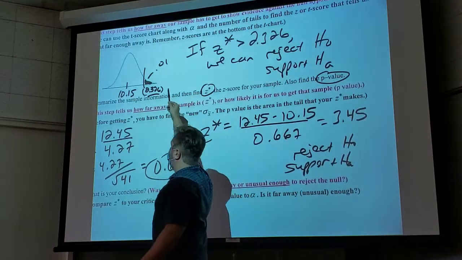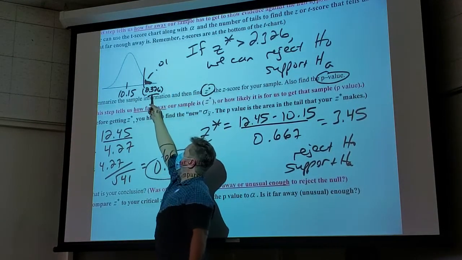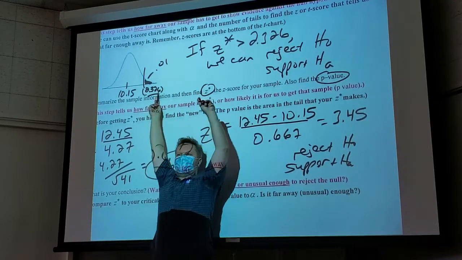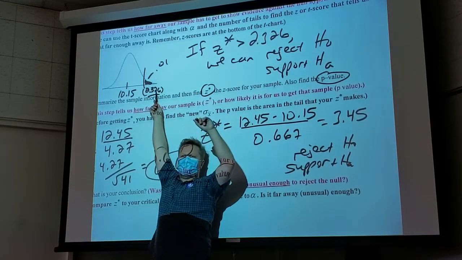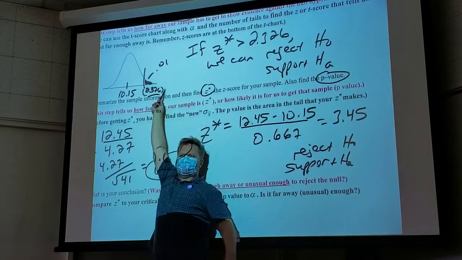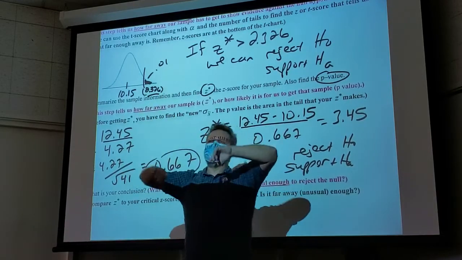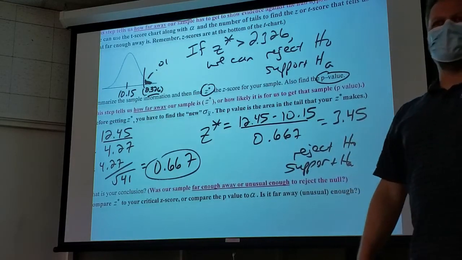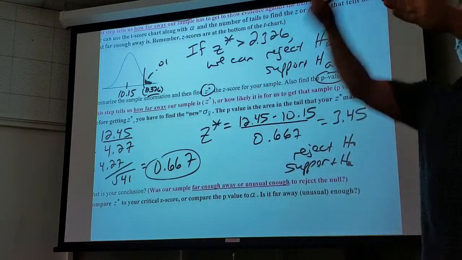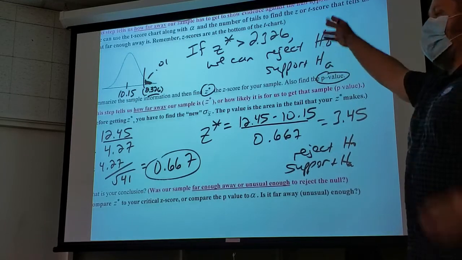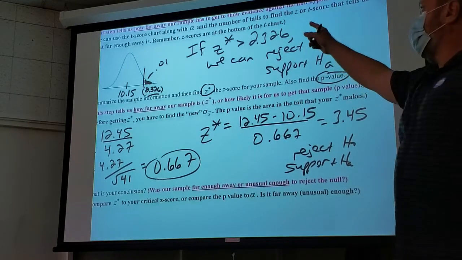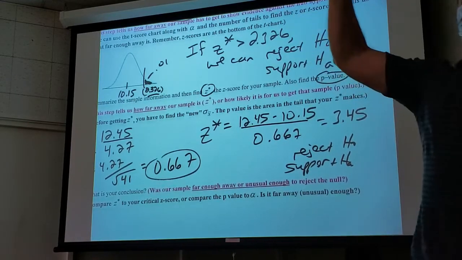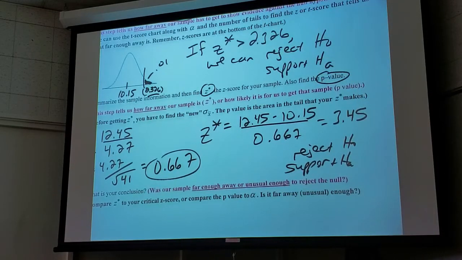Good. The area in the tail of what's called, I haven't used the name for this yet, the critical z-score. This one here. So you'll see that in the book, the critical z-score. I sometimes call it the rejection region z-score, whatever. It's kind of like the benchmark. You've got to get this far away to show evidence. So alpha is the area in that tail. The p-value is the area in the tail that our z-star makes.